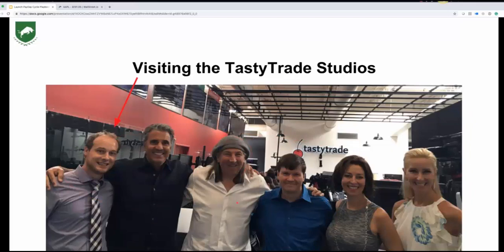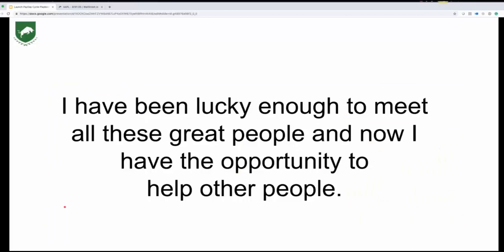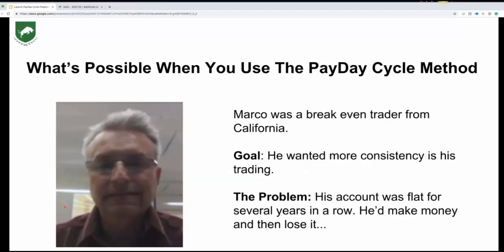You can see this is Tom Sosnoff. He started Thinkorswim and sold it to TD Ameritrade, I think for over $600 million. Really nice guy. Actually walked us around the Tasty Trade Studios himself, which was very cool. And I've been lucky enough to meet a lot of these great people, and now I have the opportunity to help other people. So my main thing is the payday cycle analysis, and here's how I like to help people.